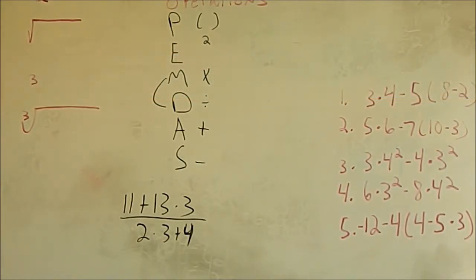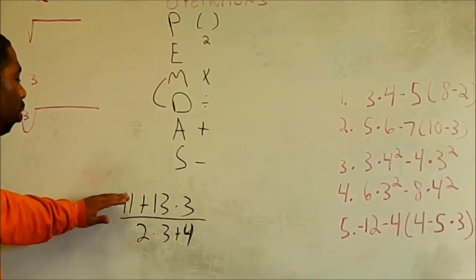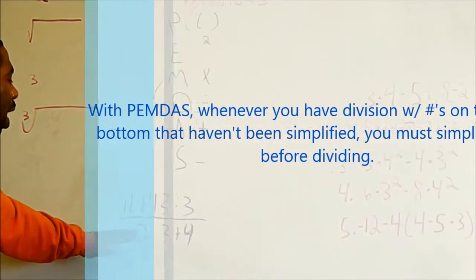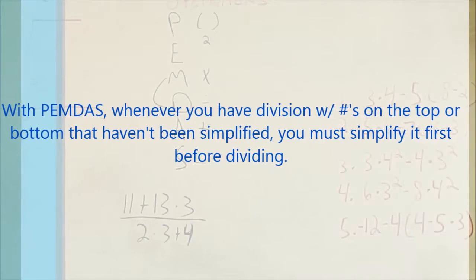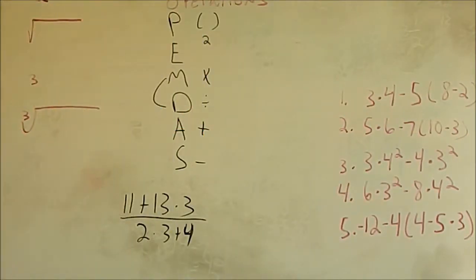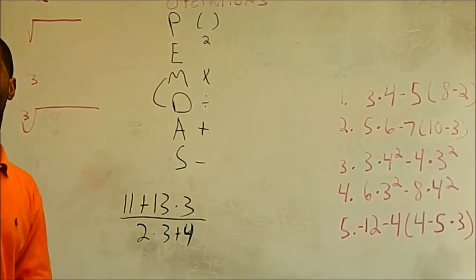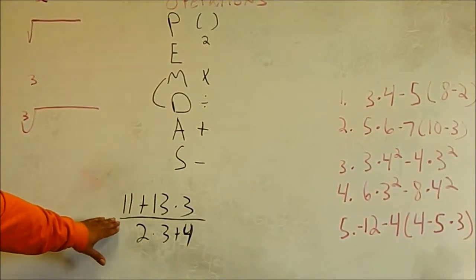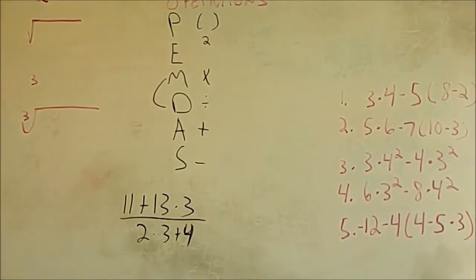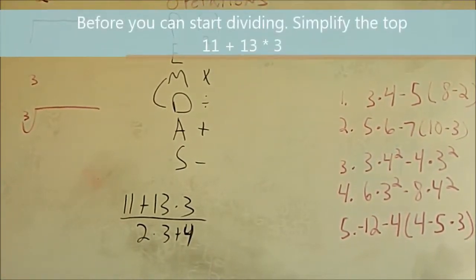Whenever you have a division problem that has something on the top of it or on the bottom of it that has not been simplified, by simplified, I mean have all the numbers that can be combined been combined into one number? That's what simplified means. If I have something on the top or bottom that's not simplified, I have to simplify it. So before I can do any of that, I need to simplify my top. How do I do that?